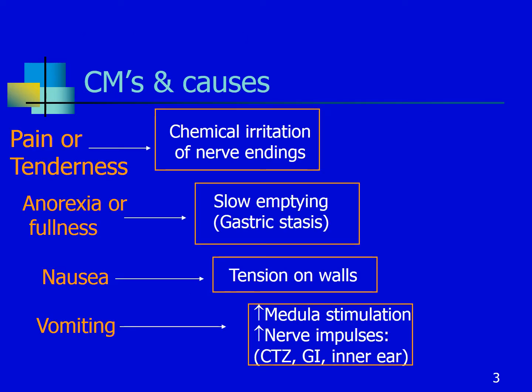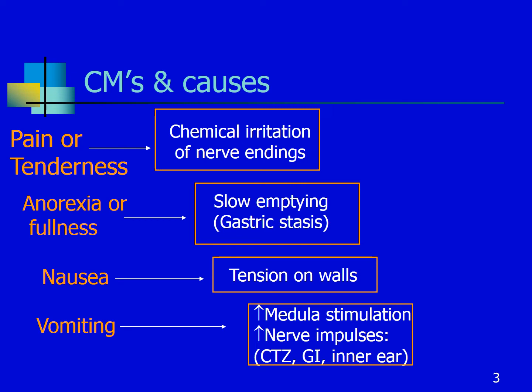All right, so let's talk about the common manifestations and causes for some of these diseases that we just referenced. So pain or tenderness. The patient may also complain of nausea or fullness in their belly, anorexia, or vomiting. The pain they experience is usually due to some type of chemical irritation of the nerve endings, right? So that's what pain is.